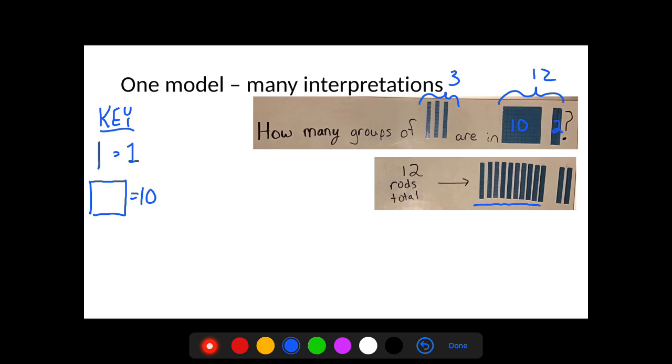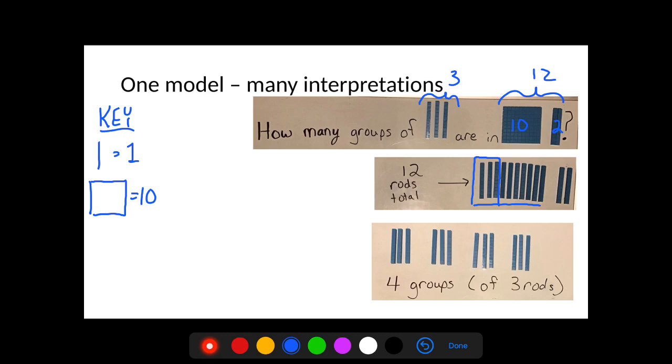And now I want to break up even further. I want to subdivide into groups of 3. So I'm going to be grouping 3 rods together. And I end up with a total of 4 groups of 3 rods for my 12 rods total. This is the problem. 12 divided by 3 equals 4.